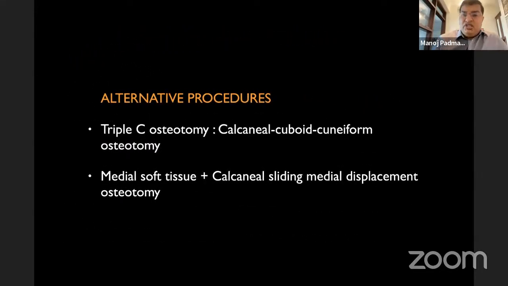Now, there are alternative procedures which are again joint sparing. The triple C osteotomy, the calcaneal cuboid cuneiform osteotomy, is another technique. I tend to prefer the lateral column calcaneal lengthening osteotomy over the triple C. There are views both for and against it. If the deformity is on the subtle side and you don't think there is a lot of midfoot forefoot deformity, you can do a medial plication and just correct the hindfoot valgus with a calcaneal sliding osteotomy. Though that's not so much in favor because these deformities tend to be fairly progressive, and that's inadequate in my opinion.